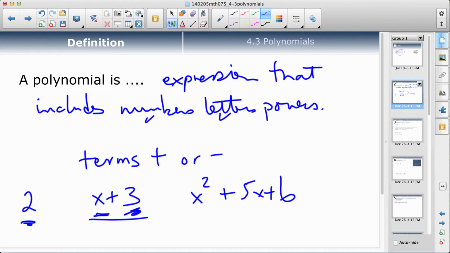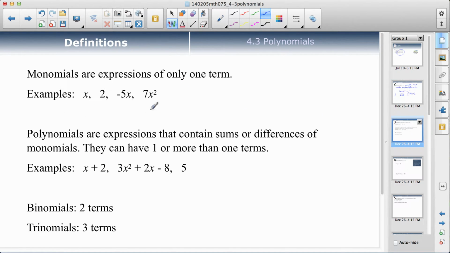And typically we call those things terms. And each term then is separated by an add or subtract. So maybe I could have put a subtract in there. So in this one I'd have 1, 2, 3 different terms. But all of those are termed a polynomial.